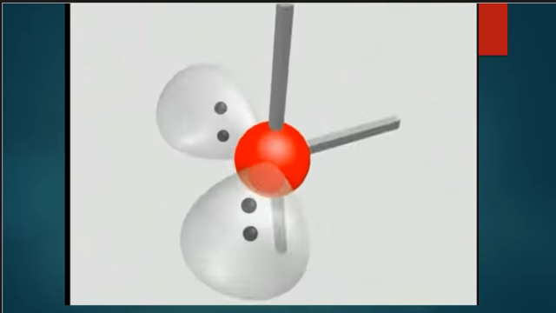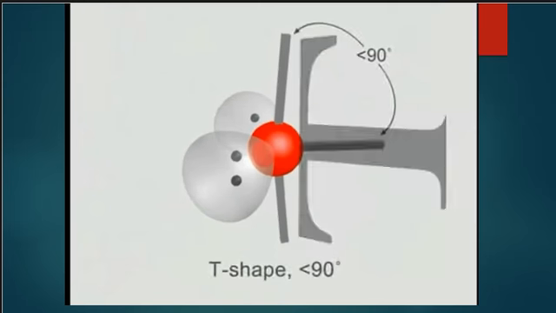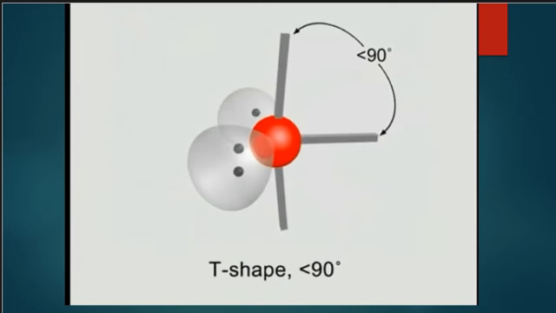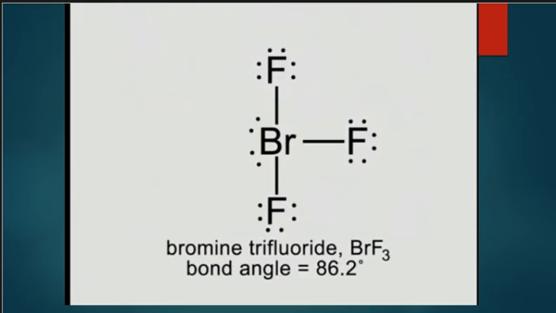object is T-shaped, and the two remaining angles are less than the ideal 90 degrees. Bromine trifluoride is a T-shaped molecule.